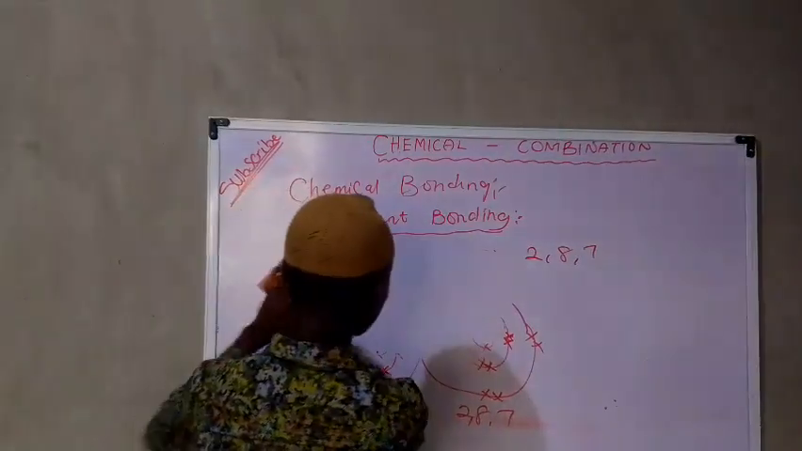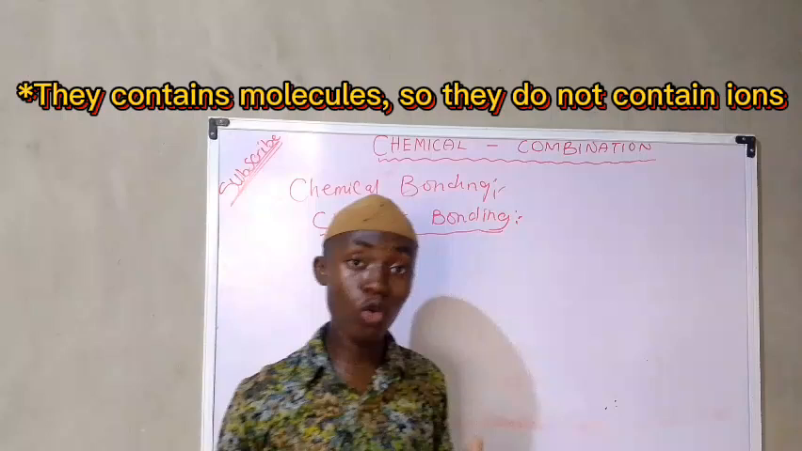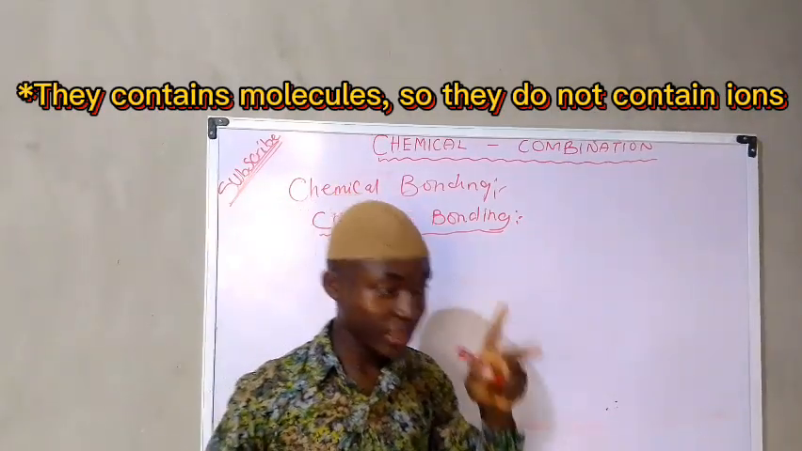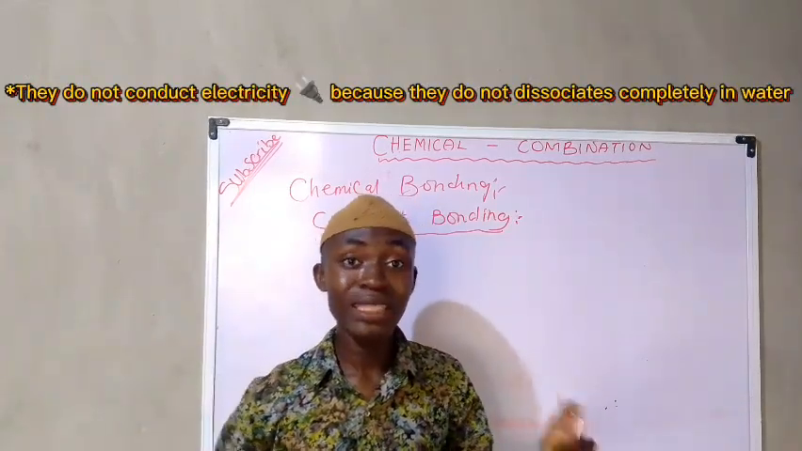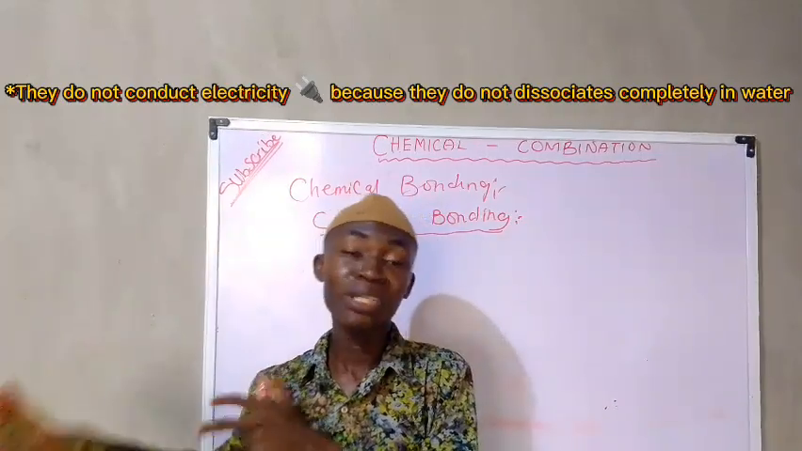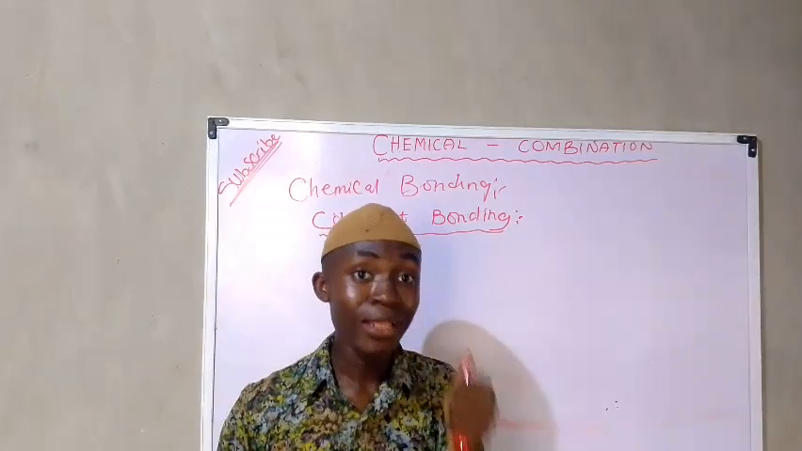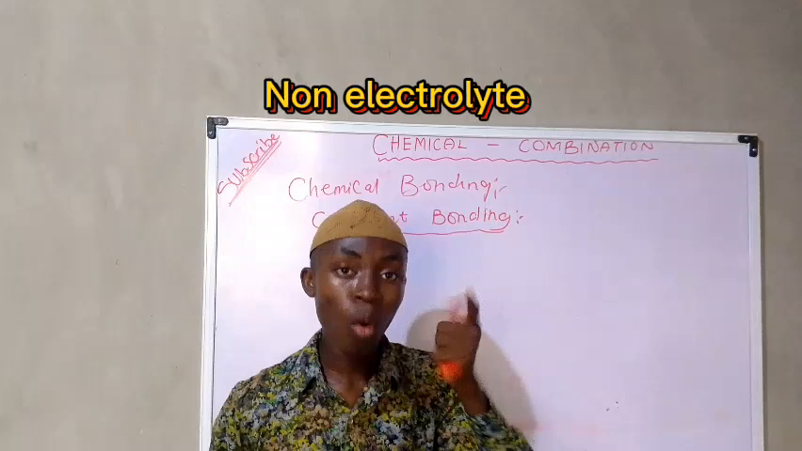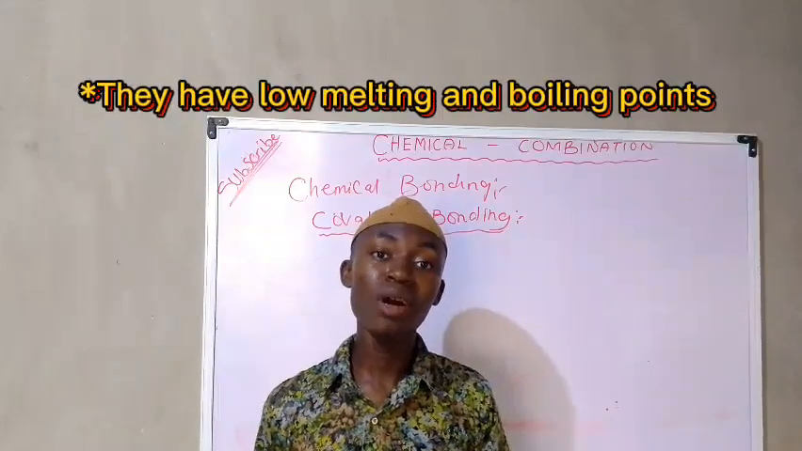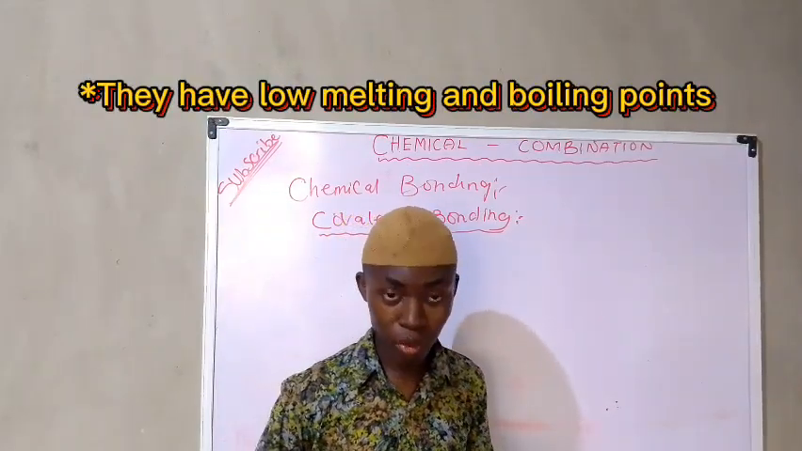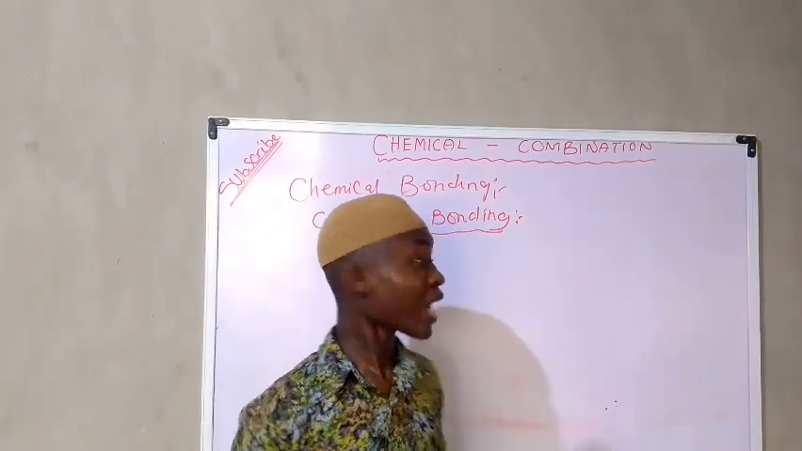Now let's move to the properties of covalent bond. Covalent bonds contain molecules and they do not form ions. Second, covalent bonds do not conduct electricity because they do not dissociate completely in water. That makes them non-electrolytes. Third, they have low melting points and boiling points. That should be there. Go and note all those properties of covalent bond and electrovalent bond.